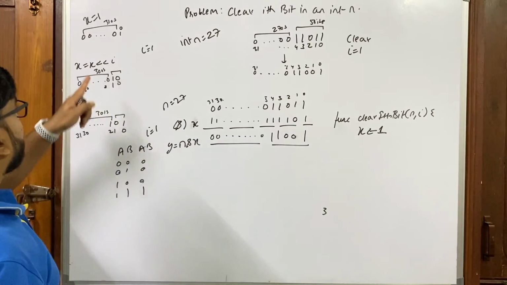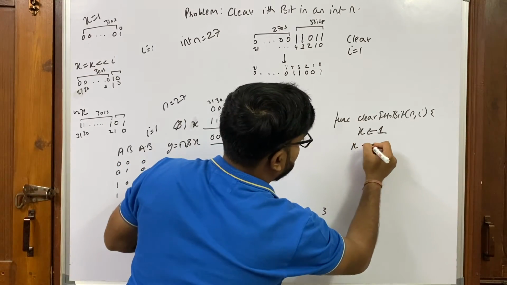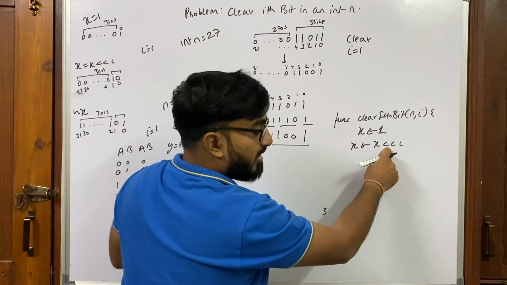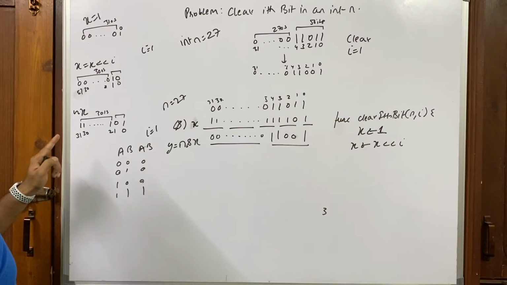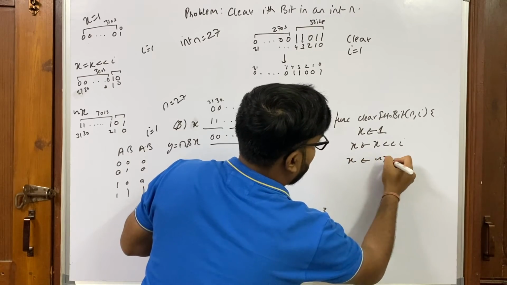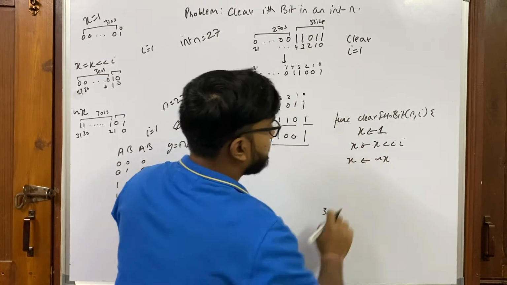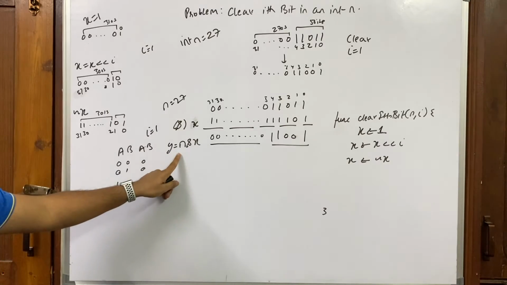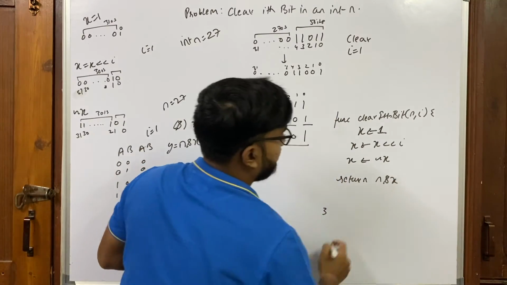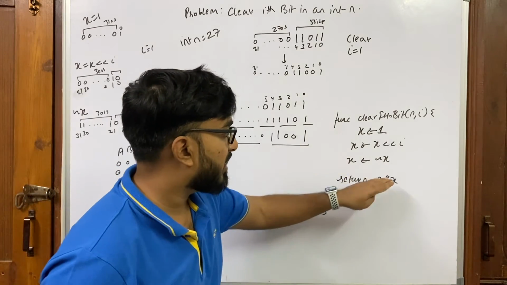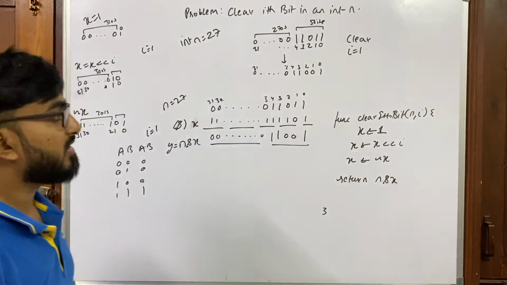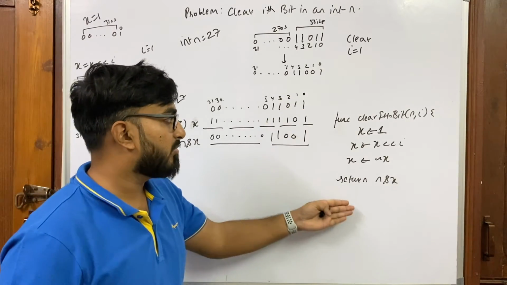We left shift x by i places. x is x left shift i places. This operator is provided in programming languages. Then we do NOT of x. x is bitwise NOT of x. This is also provided in programming languages. And then finally we do ampersand of n and x. We return n ampersand x. You could take a y equal to n ampersand x and then return y, but I am directly returning the value. So this is how you clear the ith bit in n.